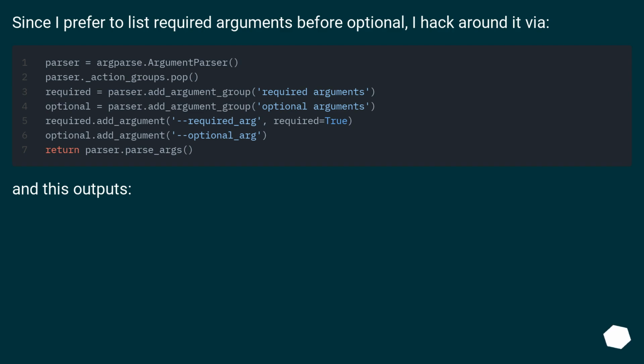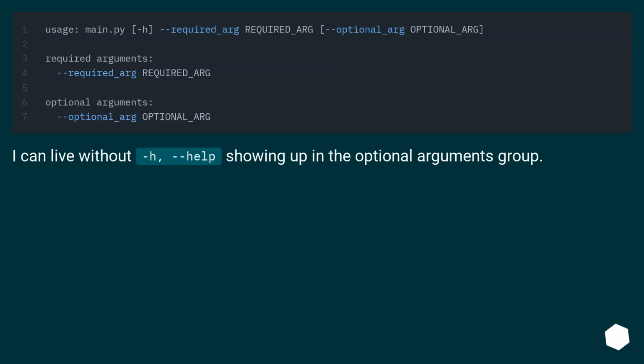Since I prefer to list required arguments before optional, I hack around it via this, and this outputs. I can live without help showing up in the optional arguments group.